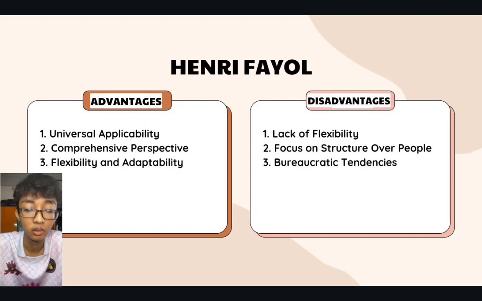Second is focus on structure over people. Fayol approach place a significant emphasis on organizational structure and process, often overlooking the human factor. It pays limited attention to individual needs, motivation, and dynamic of employees.